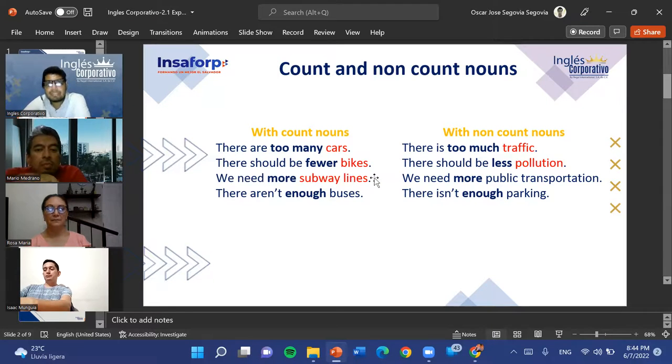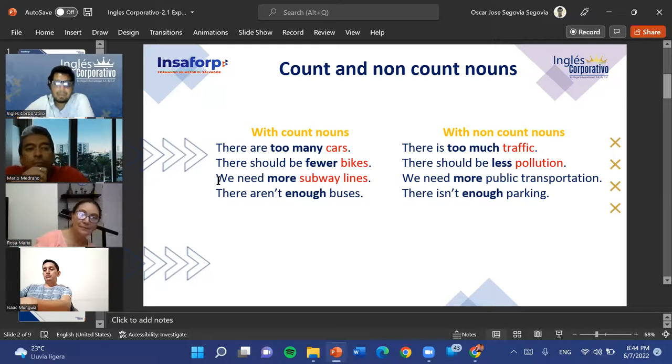Y otros dicen a veces también por la forma de los panes. Ya después se inventaron esa, que porque por la forma del pan, el pan parece un tren, entonces, o uno de estos trencitos, por eso mismo también se llaman subway. Pero eso ya fue más adelante que se inventaron eso. Pero bueno, tenemos, we need more subway lines.